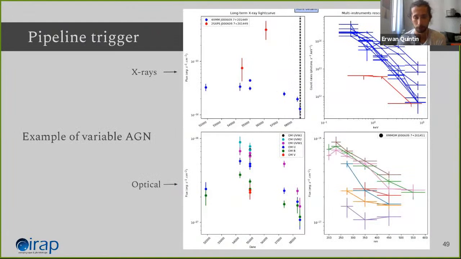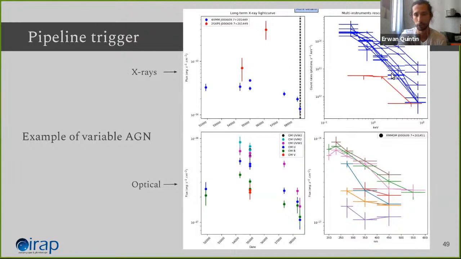So this figure shows the kind of variable AGN we get. On the top row, we have the X-ray light curve, multi-instrument, and the X-ray spectra. And on the bottom row, we have the multi-band optical data, light curve, and spectra. What this shows is that the optical data and the optical variability is correlated with the X-ray variability. So this confirms that something interesting is happening.